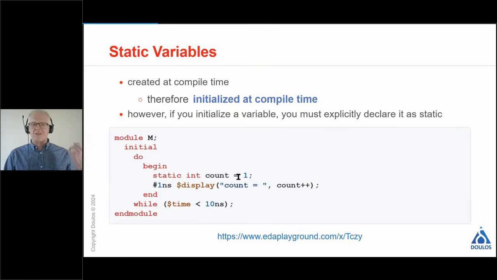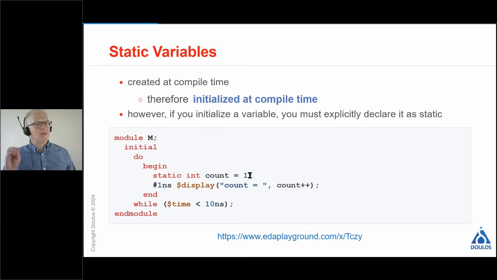Because a static variable is created at compile time, a static variable will be initialized at compile time. And that's one of the key things that you need to be aware of if you're trying to decide whether to use a static or an automatic variable. So if you look at the code here, you can see that we've got a do while loop, and inside the do while loop we are declaring a variable called count, and we are initializing it to 1. Because the variable was declared at compile time, it was initialized at compile time. And because of that, that initialization will only occur once, even though the variable is declared within the loop.